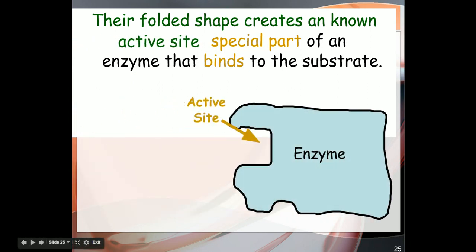And here's a little better drawing of it. There we go. So the folded shape creates a known active site. It's a special part of an enzyme that binds to the substrate. So again, light blue right here is your enzyme. It has a specifically shaped place where that substrate is going to attach. That surface in that area where the substrate attaches is known as the active site because it has to be structurally perfect to be able to fit that substrate right in there. If you change the structure of this active site or this enzyme, it won't fit with the substrate anymore and the enzyme won't work.